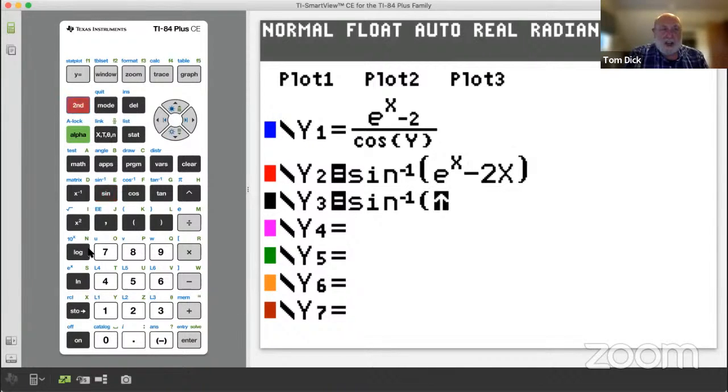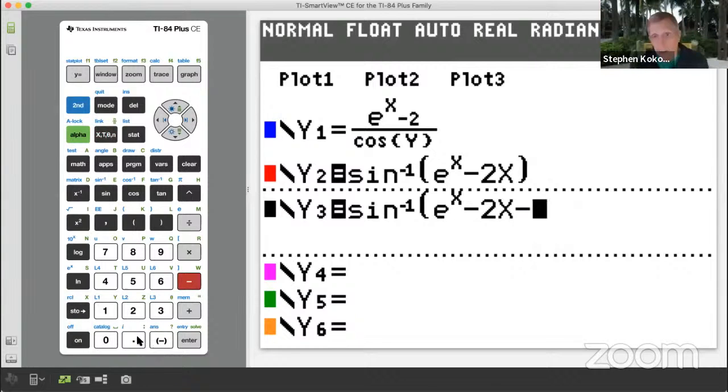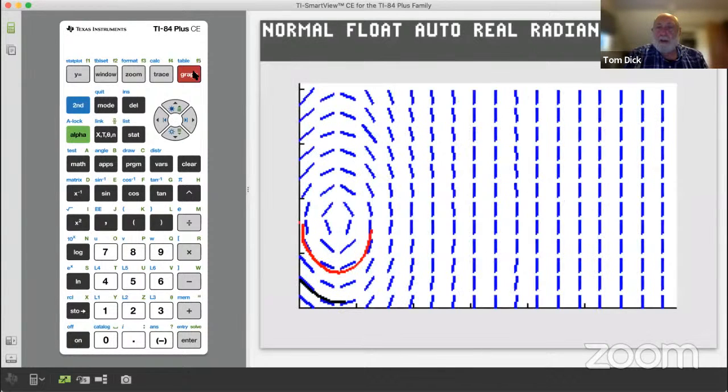I'll just go ahead and enter it again, since that plus C was inside the parentheses. So minus 2x. And the suggestion was minus 0.5? Yes. Okay. And let's graph that. Hey, how about that? Nice.